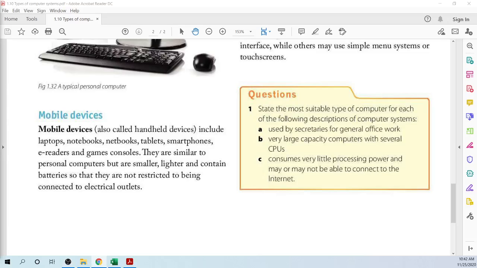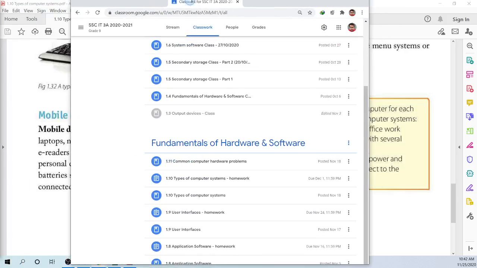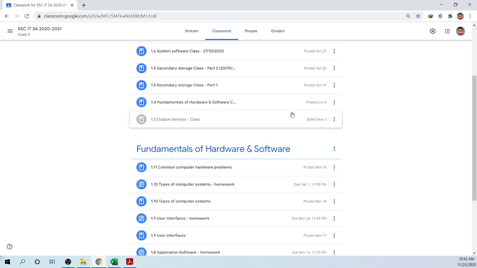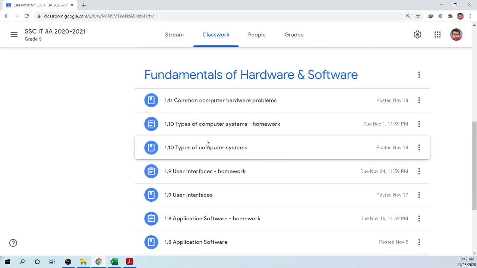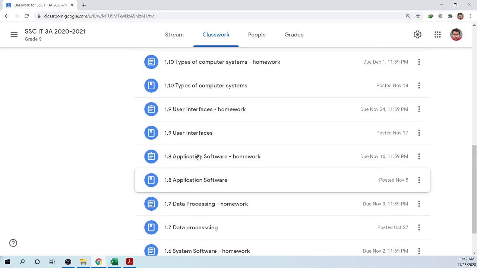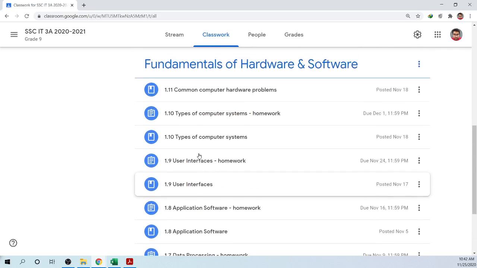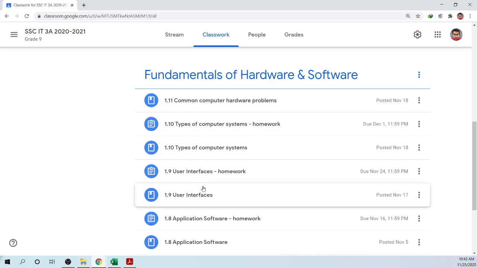All right, so we're almost at the end of completing all of our notes for this term. If you were to look at your classroom, you would see that you have all of your notes already posted. We would have looked at 1.9 last week, user interface. So that means by today, you should have completed writing 1.9.